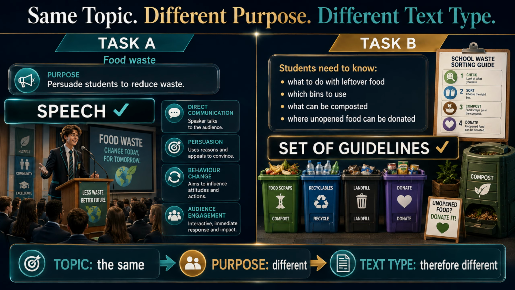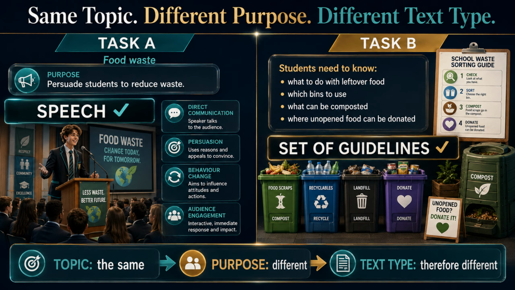Now, change the situation slightly. Your school wants students to know exactly what to do with leftover food, which bins to use, what can be composted, and where unopened food can be donated. Your 3 choices are speech, set of guidelines, or blog. This time, the set of guidelines is the strongest choice. Students need clear information they can scan, follow, and consult again later. The topic has barely changed, but the purpose has, and that changes the most appropriate text type.